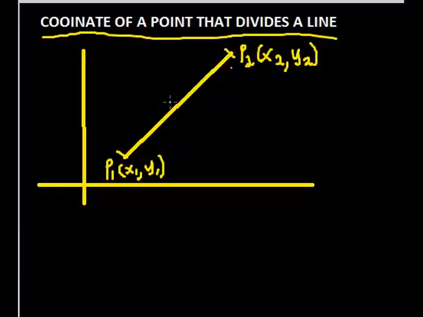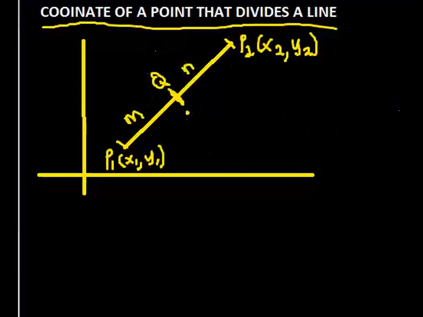But what if we want to locate a point in between? A point that divides this line into 2 parts, either equal or unequal parts. Let's say we want to locate a point, and I'll call it point Q, that divides this line in the ratio M is to N. How do we get this point? How do you get the coordinate of this point? That's what we are going to be looking at.